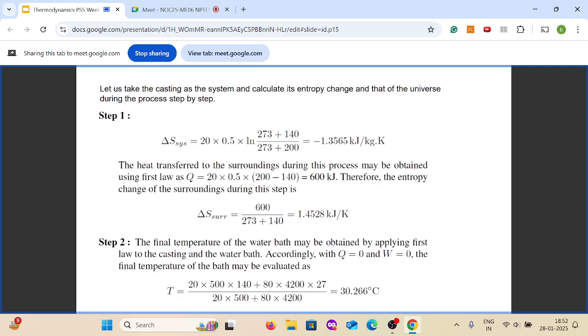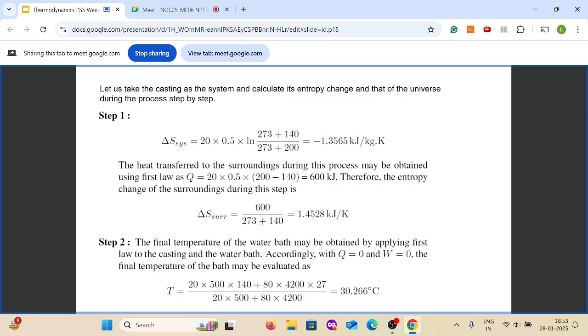So the entropy generated in the surrounding. The system we calculated, which is minus 1.3565, and the surrounding is at 140 degrees Celsius now. So your furnace is the surrounding for the casting. So that is at 140. So Q by T. Q is 600 and the temperature is 140. Substituting it in kelvins, we get delta S of surrounding is 1.4528 kilojoule per Kelvin. So if you see, delta S system plus surrounding just for this process is positive.